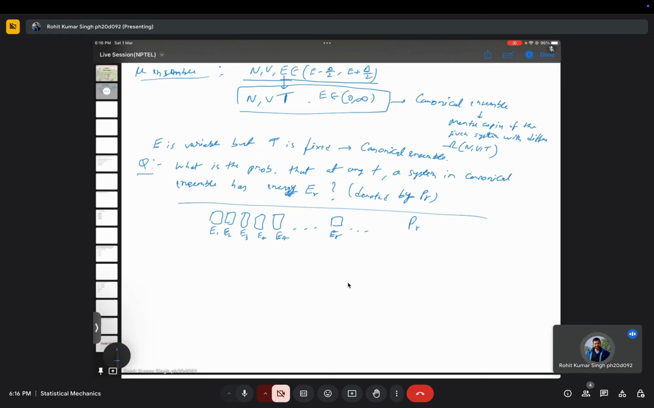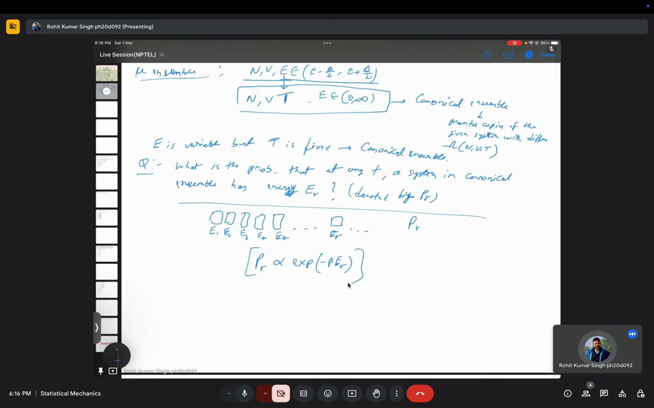You can derive this, but it has been done in the lecture, so I'll just write it. This probability is directly proportional to the exponential of minus some constant beta times the energy of the system, Er. We will see what this beta is. So this is the answer.